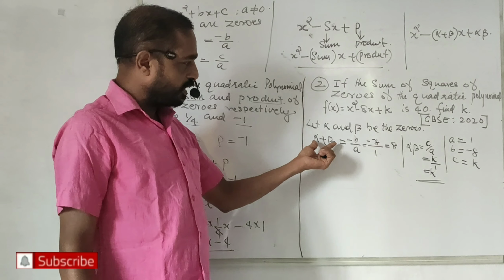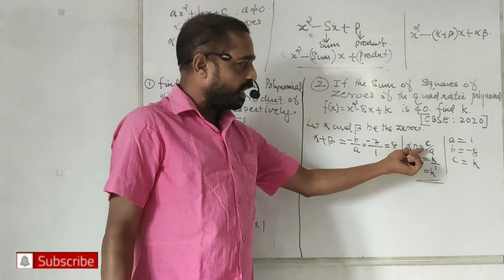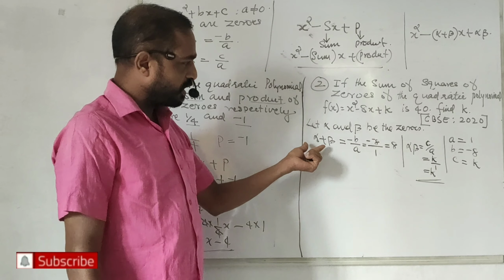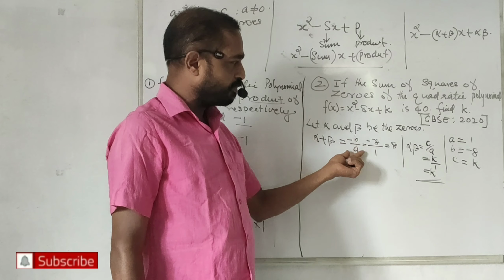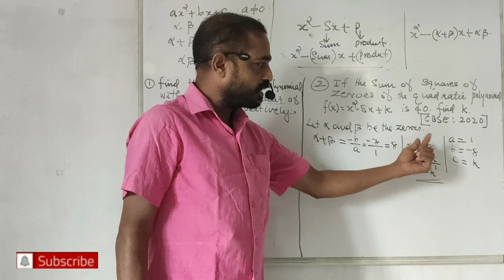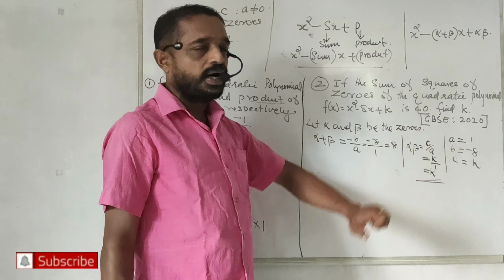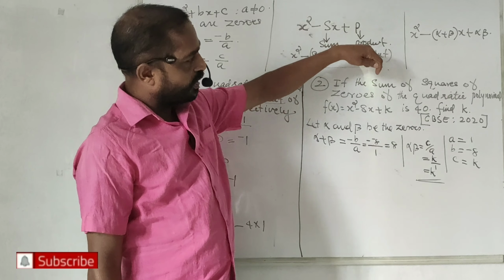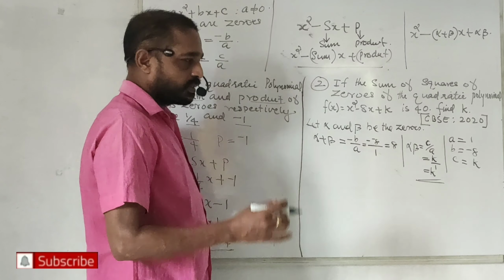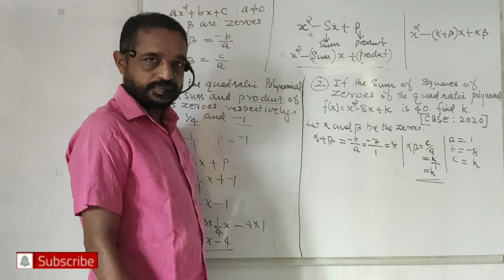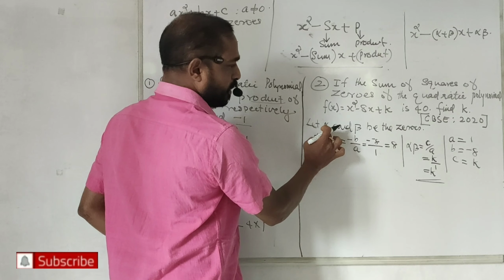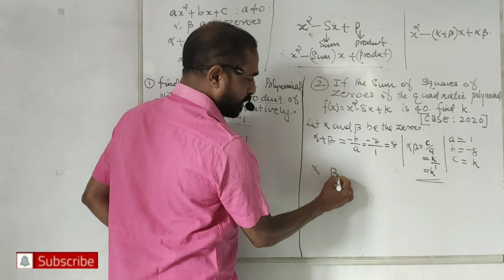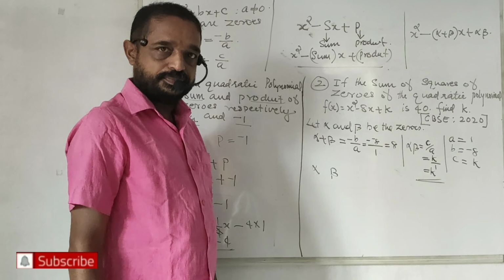Now we have got the results. Alpha plus beta is equal to 8 and alpha into beta is equal to k. Using the standard results, we have seen that the sum of the zeros is minus b by a and the product of the zeros is c by a. We are assuming that alpha and beta are the zeros. See, it is given that the sum of squares of zeros of the quadratic polynomial. What is meant by the sum of squares of zeros? See, what are the zeros of the polynomial? Alpha and beta, isn't it?